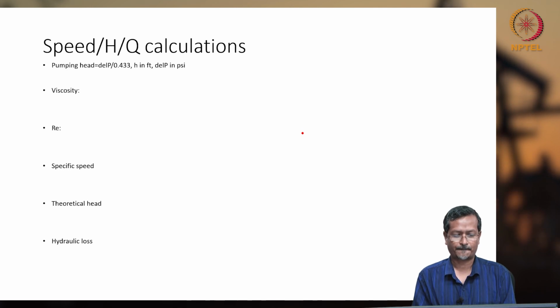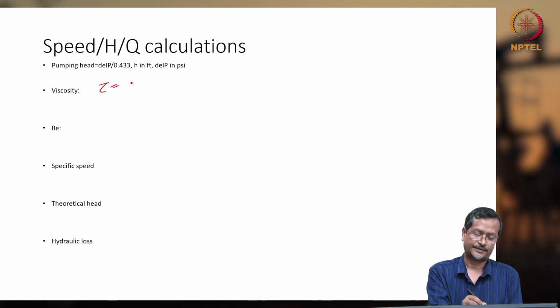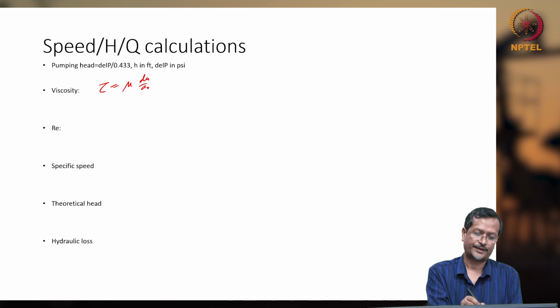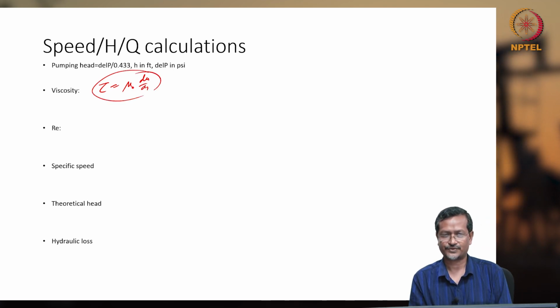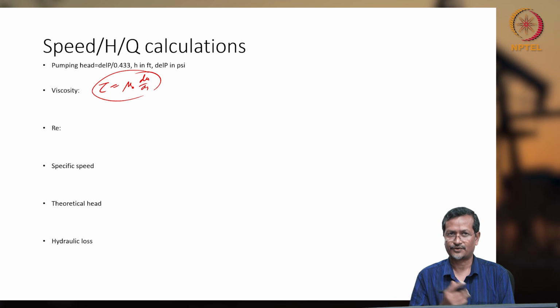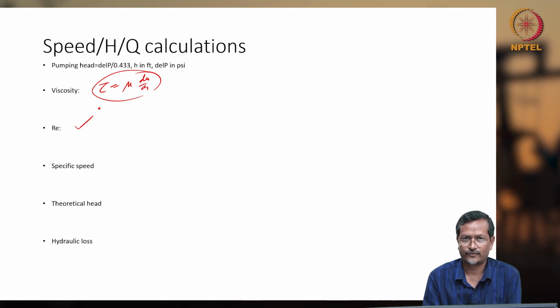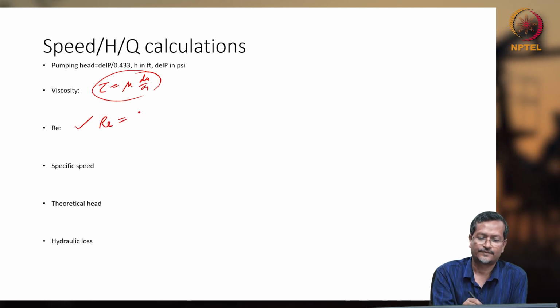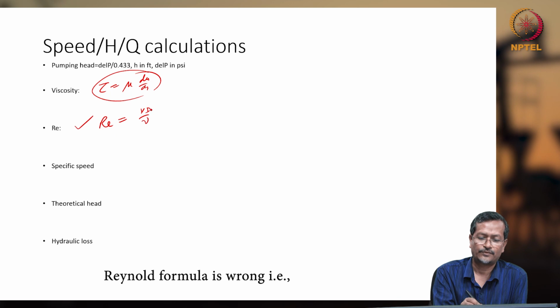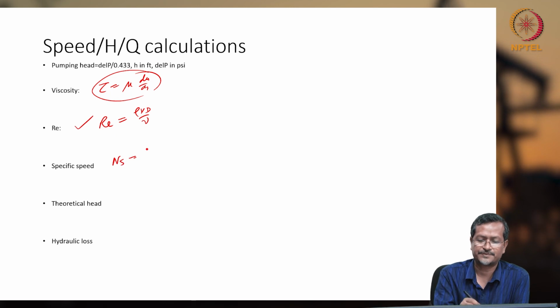Some more parameters. Viscosity: already we have discussed tau equals mu du/dy, that formula you know already. So this is related to viscosity. We discussed viscosity in your previous lectures, where we saw Newtonian and non-Newtonian fluids. For details, please go through the previous lectures. Reynolds number, the formula is also already given: Re equals V d by nu. The specific speed formula is also given: Ns, the pump specific speed, equals N root Q over H to the 3 by 4.